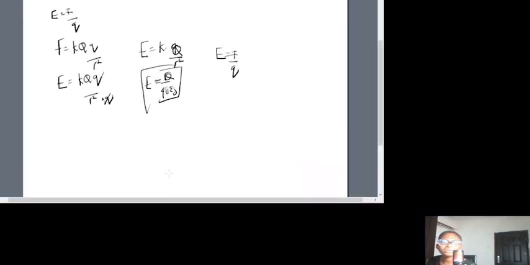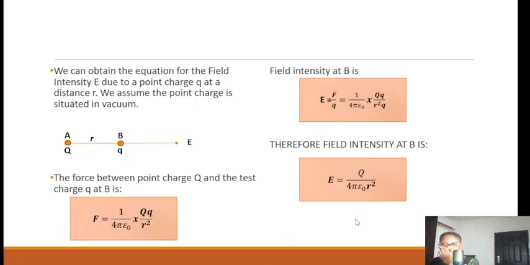Did we put our R square? Oh, sorry. I forgot to put the R square. So E is equal to Q over 4 pi epsilon naught R square. Yes, you know there is R square here. Sorry for that mistake. So the R square is there. So that's how we got our field intensity at B.